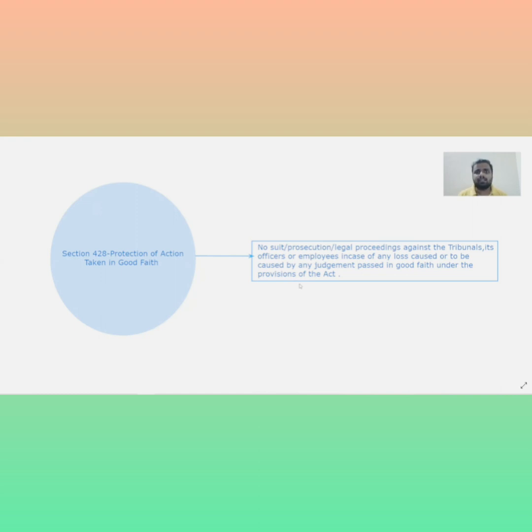So in this case, no suit, no prosecution, no legal proceedings shall lie against the tribunals, its officers, or the employees, or whoever is involved in this case, because of any loss caused or likely to be caused by any judgment passed strictly under the provisions of the Act. Yes, of course, it's very, very logical, right? Just because there is a loss, you cannot see a judicial power as a villain to someone, because it was taken in good faith. So this section is kind of a protective right for these tribunals. Moving on.